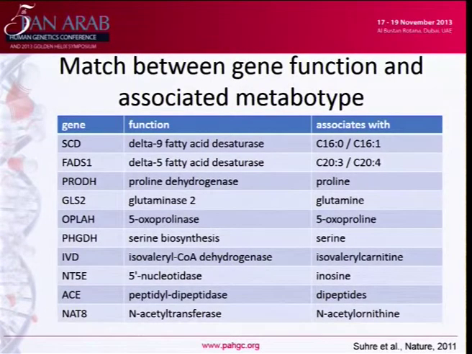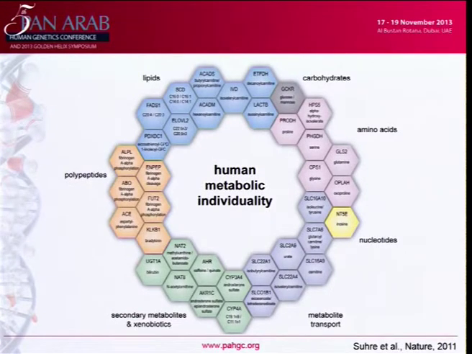But what turns out is that the mutation is in 30 out of the 37 cases directly related to the metabolic phenotype. Like, for instance, you see here, third line, proline dehydrogenase associates with proline, glutaminase with glutamine, oxoprolinase with oxoproline, and so on. And also for the fatty acid desaturases delta-5 and delta-6, you see it's even the ratio between the product and the educt that goes with the phenotype. So there's a very close relationship between the genetic variant, the function of the gene, and the metabolic phenotype. And that can be used for a number of things.